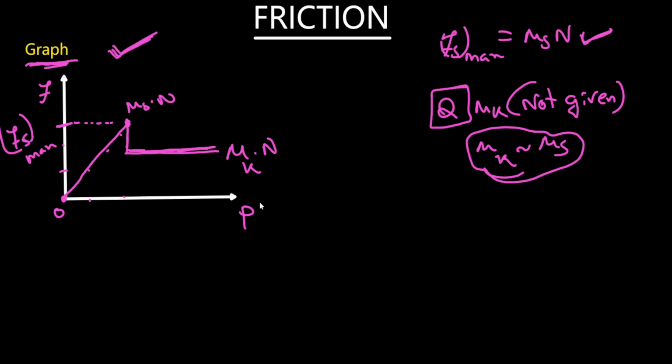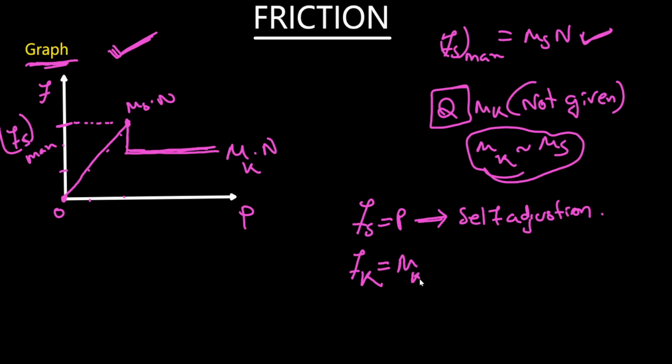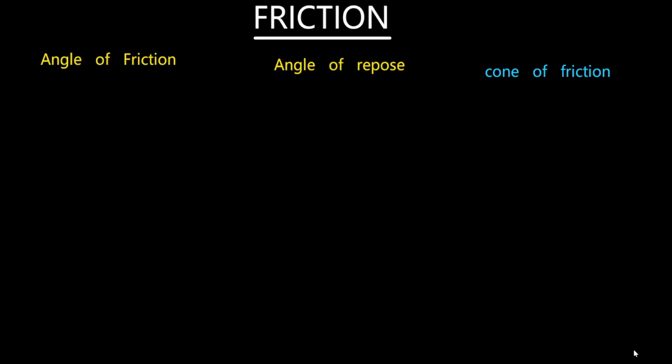Now you got two things. Fs is equal to P, that is self adjusting, the magnitude and direction are adjusted, and Fk, the kinetic friction, is equal to mu k into N. That's a constant, the direction as well as magnitude are both constant. Okay, these are the two things you have learned. Now we'll talk about what is angle of friction, what is angle of repose, and cone of friction. MCQ type questions will be asked here.